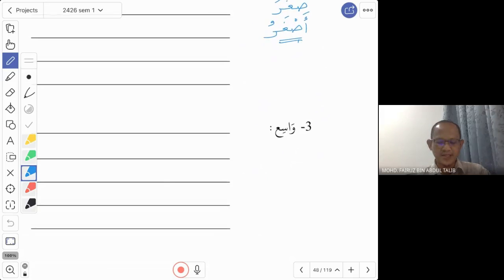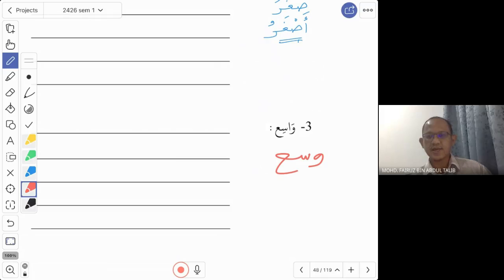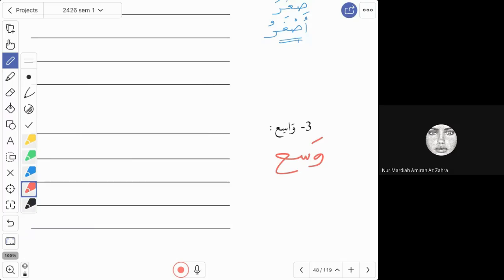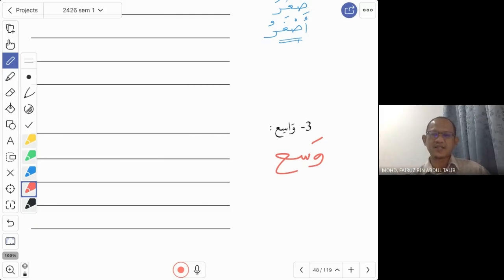Okay, now the third word, wasi'. Okay, what is the root word? Wasi, wide or huge. Waw, sin, ain. Yes. And how do you read this? Wasu'a. Okay. Yes, of course. Previously, I said that if the verb contains the meaning of an adjective, you will read fa'ula. But that is not always the case. So sometimes you need to refer to the dictionary. For example, this word, it is not wasua. It is wasi'a. So the word fa'ula can be a guide for us, but in the end, we still need to refer to the dictionary. Okay, so this is wasi'a.